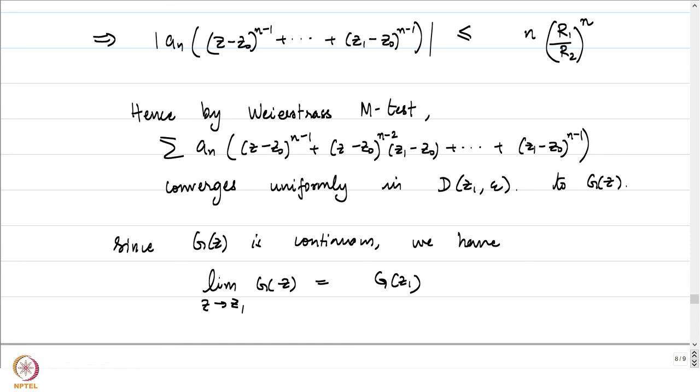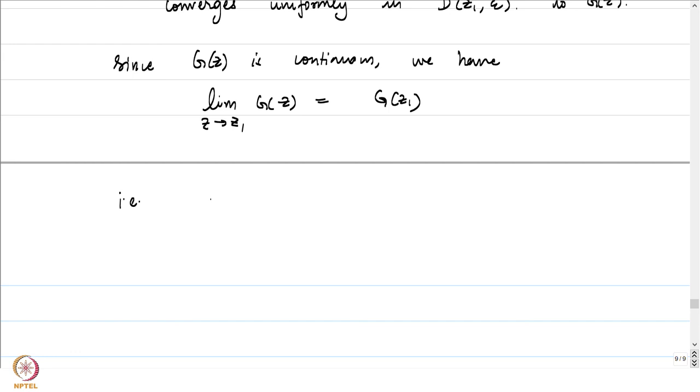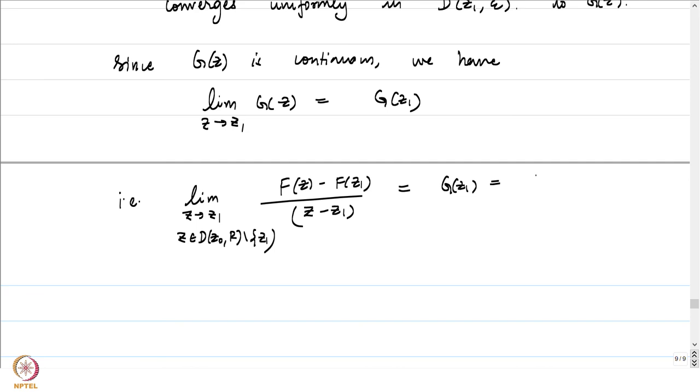Because g of z1 translates into the following: the limit as z goes to z1, z in D(z0, r) minus z1, of f of z minus f of z1 by z minus z1 is equal to g of z1, which is equal to the summation of n a_n times z1 minus z0 to the power n minus 1. And that is precisely what we were trying to prove.